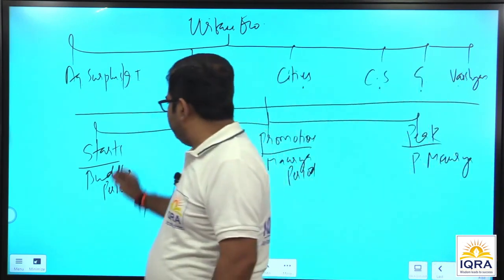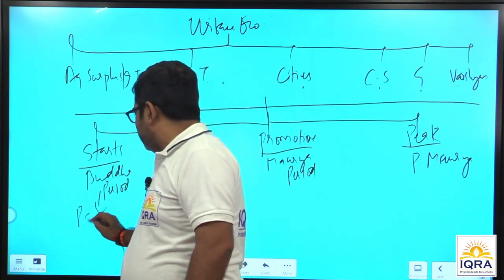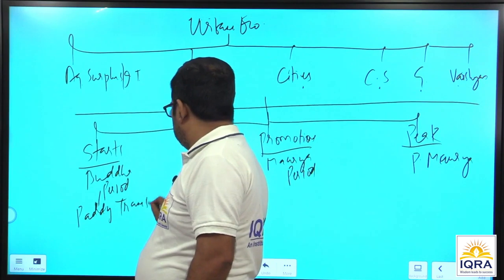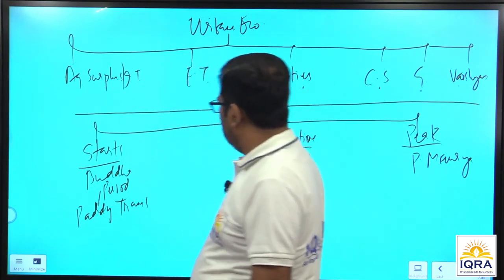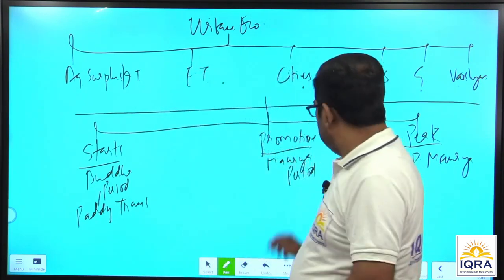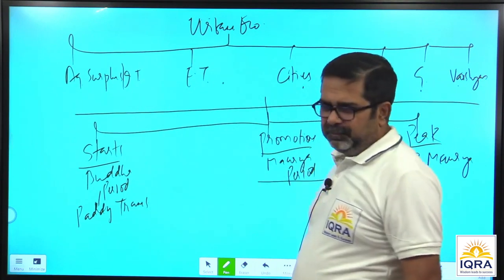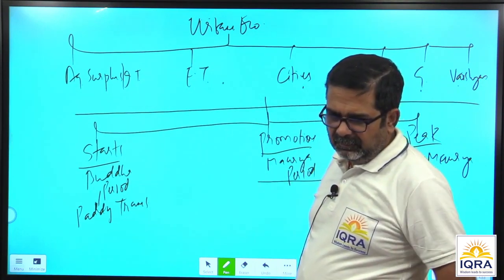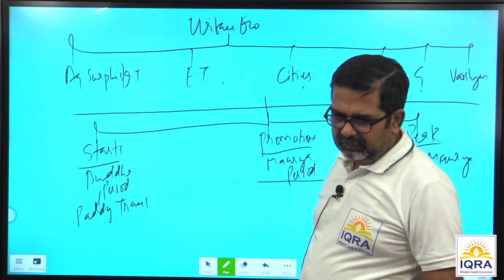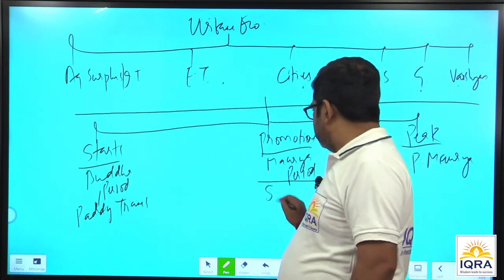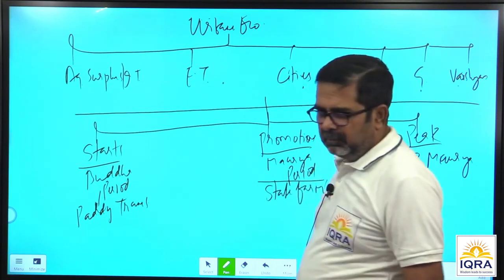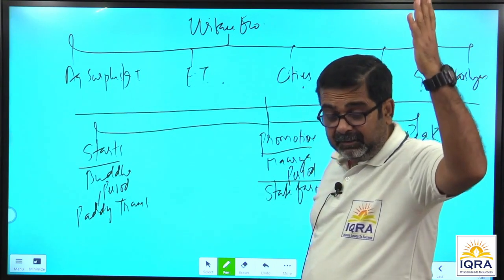What was the specific feature of agriculture here? Paddy transplantation. Buddha period, Maurya period. State farms. State is involved in agriculture.